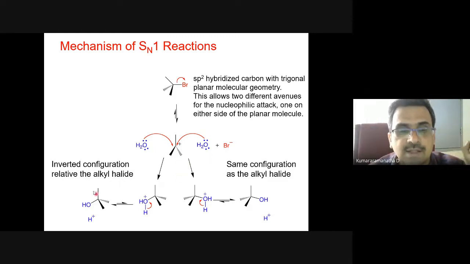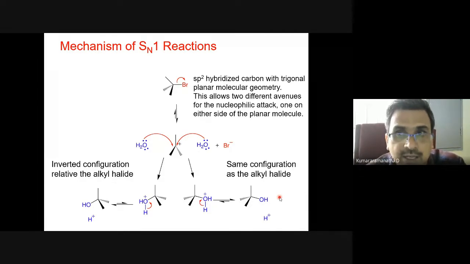If you see this, we can get an inverted configuration with respect to where you started. Where Br was, the OH group will be on the inverted, opposite side. This is one configuration. Or you can get OH on the same side, with the same configuration as the Br. So such kind of arrangement you can see in the case of SN1 reactions, depending on where the nucleophile attacks.